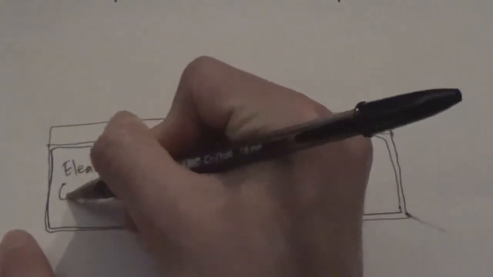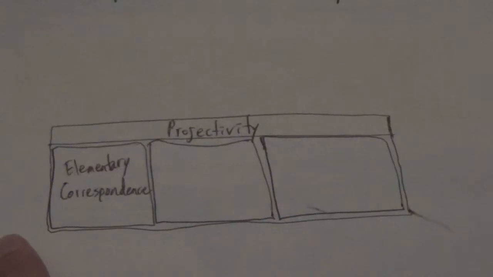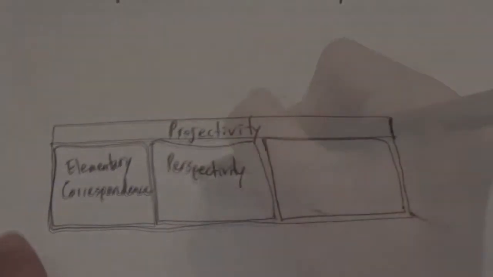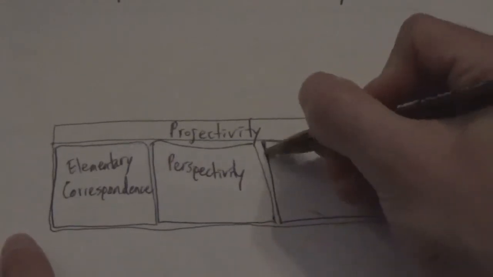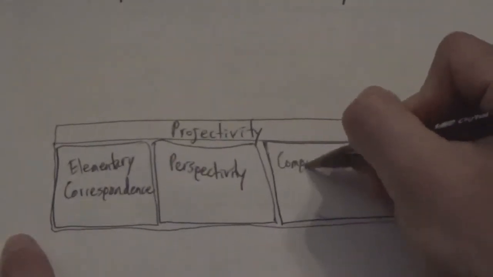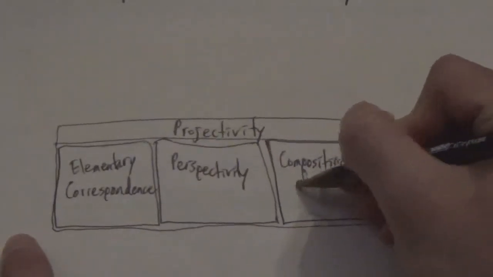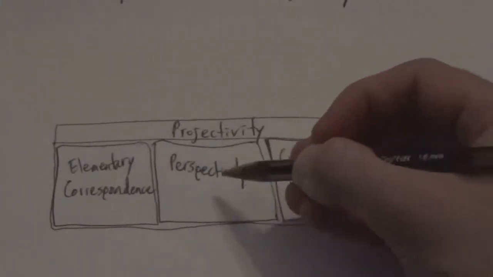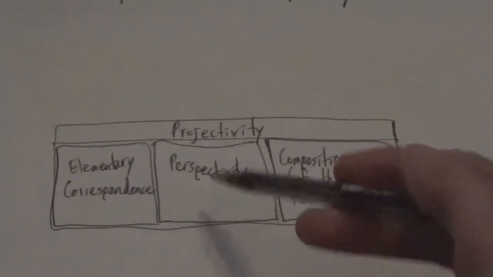To put this in the form of a diagram, the projectivity is kind of like our top layer, at least, of the definition so far. It could be an elementary correspondence, which is that most basic definition between a line and a point, or it could be a perspectivity, which can be either between 2 lines or really between 2 points. Or we have this third case, which is basically what we call composition in mathematics. So it can be, in some sense, a combination of these former 2 types.